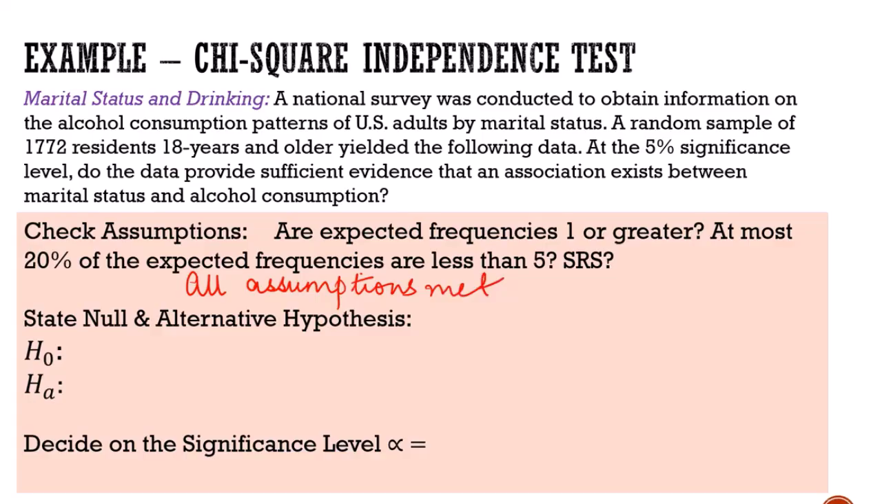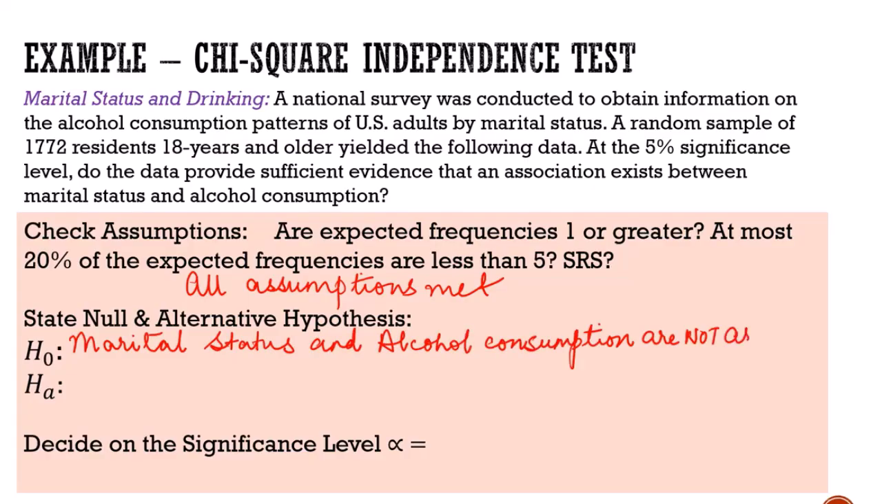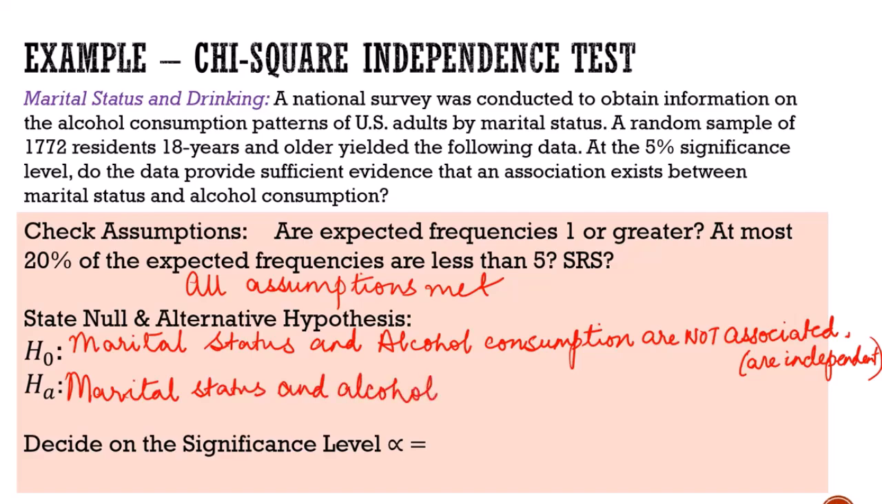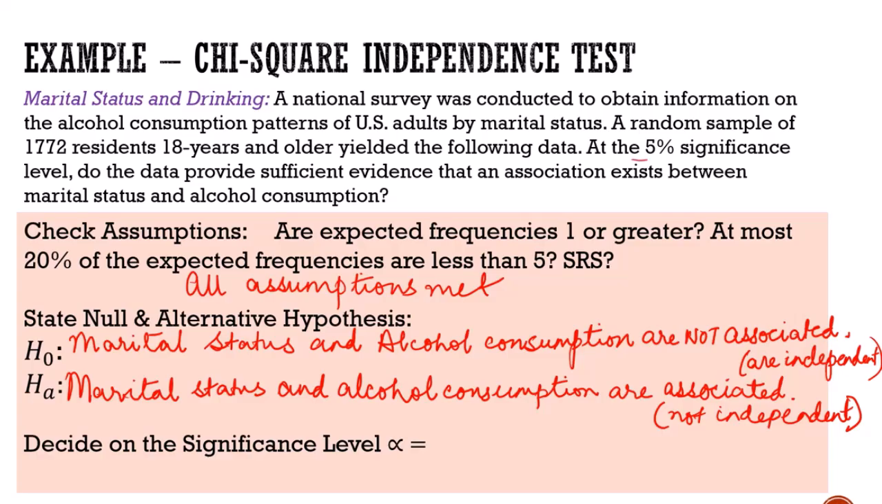All right, so then the next step, we state the null and alternative hypothesis. So for the null hypothesis, we are going to say in context of the problem, marital status and alcohol consumption are not associated. Or again, if you're using the term independent, you can say they are independent. All right. For the alternate hypothesis, you're going to say that they are associated or they are not independent. So marital status and alcohol consumption are associated, that is, they are not independent. But you can use either of these terms, but make sure you're stating it correctly. Okay. Decide on the significance level. They tell us to perform the test at 5% significance level, so alpha is going to be 0.05.